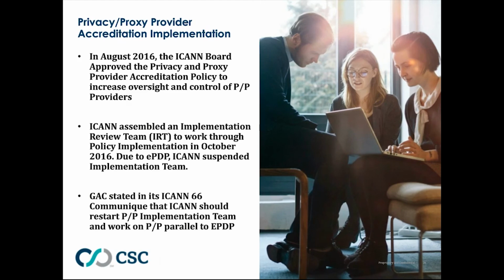But what's been really helpful, I think, is now the GAC has come out as part of its advice in this communique and stated that ICANN should restart the privacy and proxy provider implementation team and work that issue parallel to the EPDP. ICANN had said, let's wait till the EPDP is done and then we'll take it up after that. And the GAC has clearly said, no, these two issues need to be worked concurrently, not one after another. So I think that's great. Again, GAC Advice has tremendous weight in the ICANN community, with the board particularly. So this is a really good step and can really help shake this loose finally to get work going.